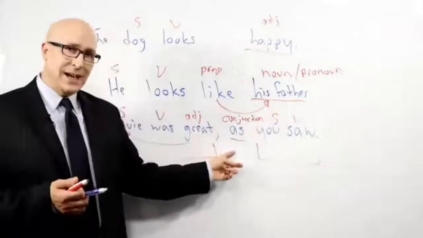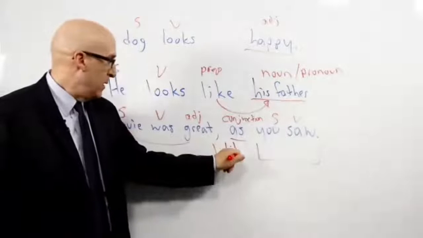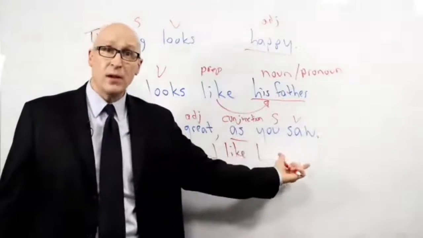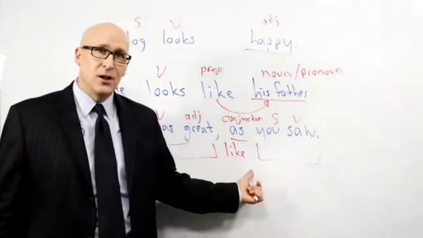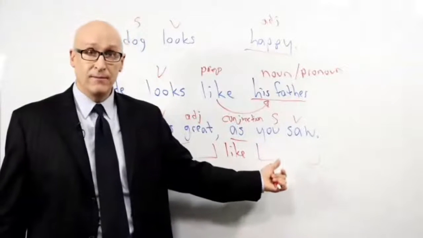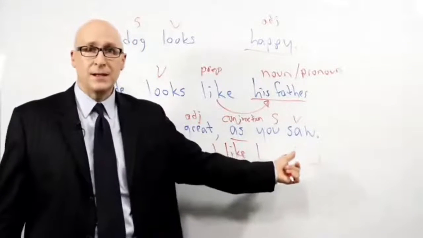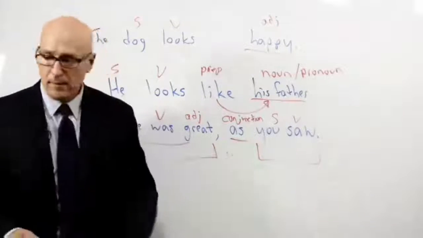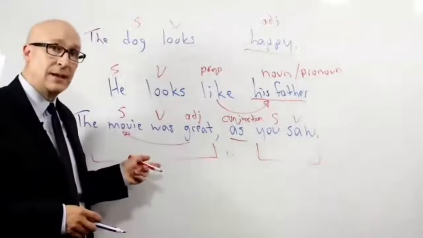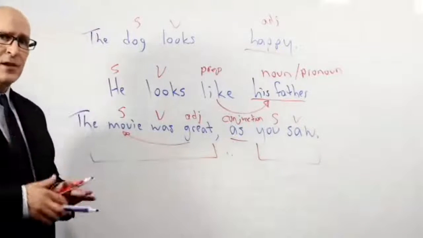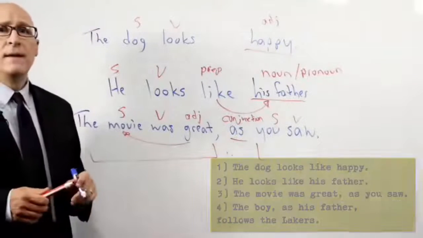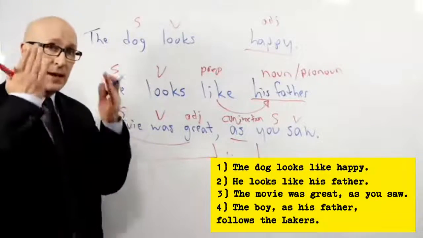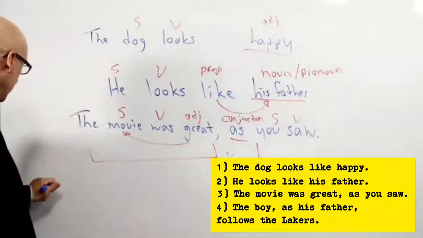Right? If we use like here, it creates a problem. Because after like, we have a subject and a verb. We have a clause. Like should only be connecting a noun or two. It should not be connecting a clause. And that's why we shouldn't use like here. So this one's correct, and this is why. Let's look at the 4th sentence, please. The boy, as his father, follows the Lakers. Okay.